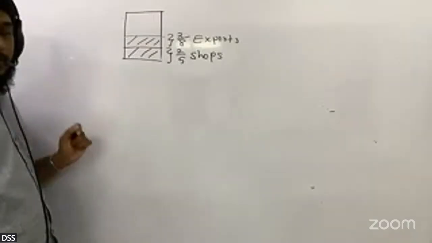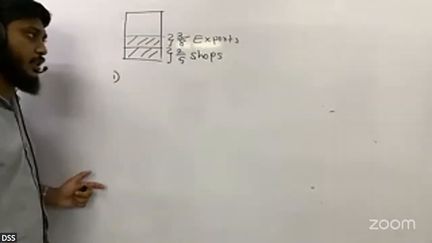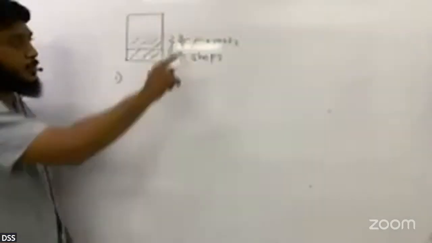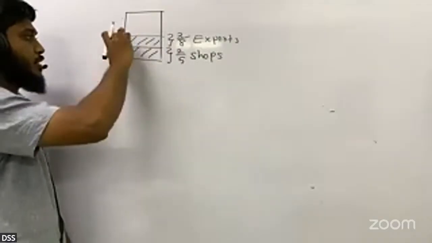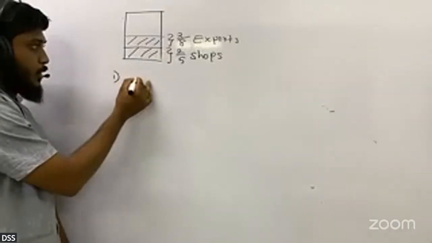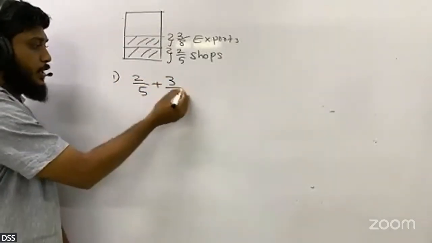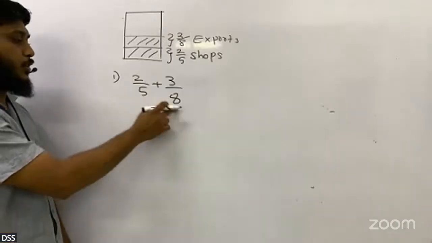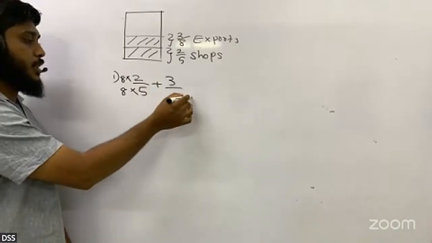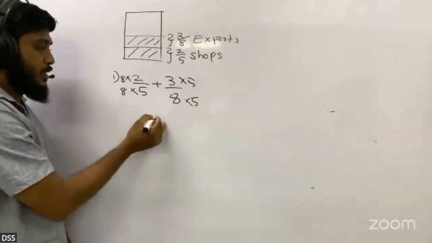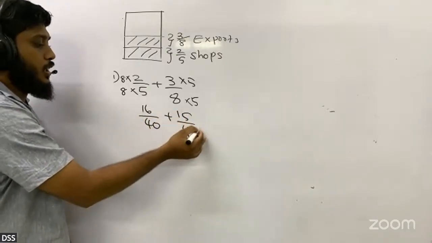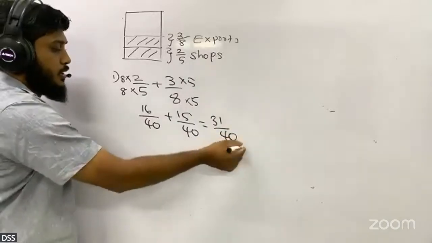Cosmetics gone. Now first question, what have they asked? What is the fraction given for exports and shops? They ask what this portion is. What you have to do is just add these two: 2 over 5 and 3 over 8. If you want to add, you should have a common denominator. Then you multiply this side by 8 and this side by 5. So you will get 16 over 40 plus 15 over 40 equal to 31 over 40. This is the first answer.